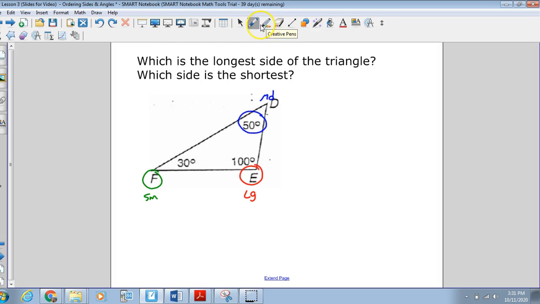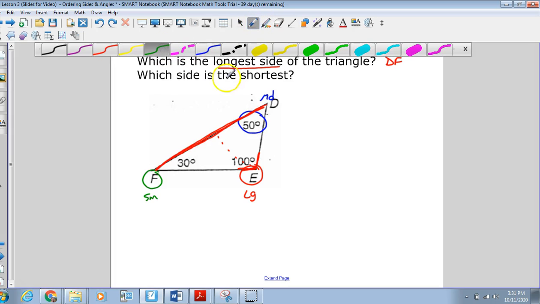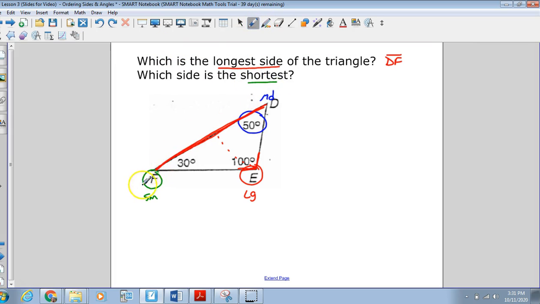So we can tell that across from that, if we want the longest side, it's going to be across from the biggest angle. So this angle right here, which side is across from it? Across from it is this side over here. And this side of the triangle would be side FD or side DF, segment DF. And which side is the shortest? The shortest side will be across from the smallest angle. Our smallest angle is 30 degrees. And then across from that, right over here, this side will be our shortest side. And this is side DE.